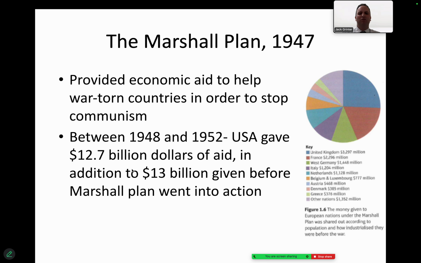So you've got there $12.7 billion of aid. That's a good stat to remember, between 48 and 52. You can see there the countries that got the aid.